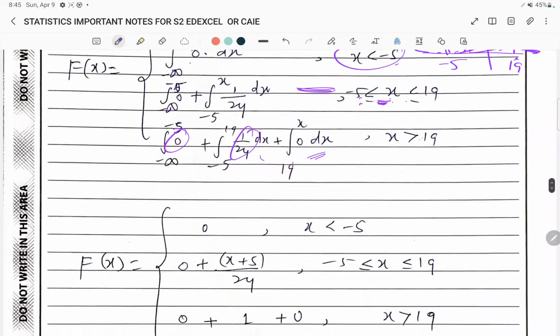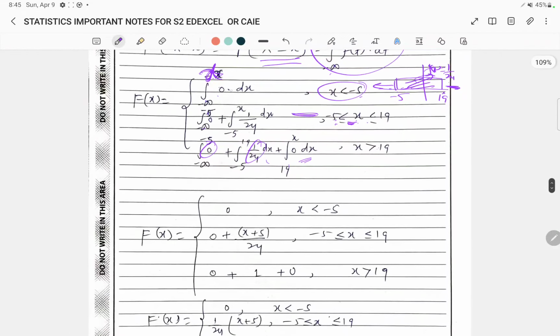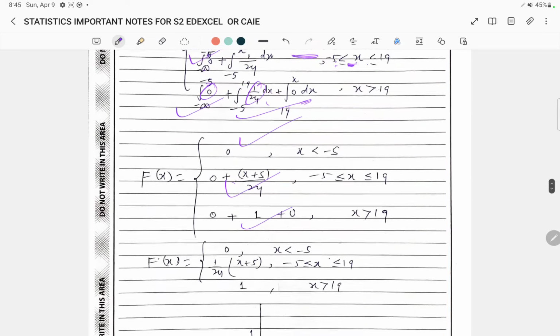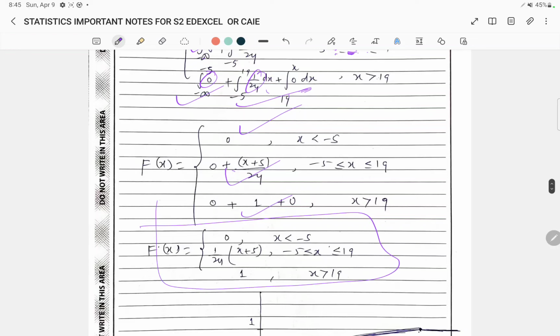Now just calculate that. After that, just calculation. This part will give you 0, this part will give you 0, and this part will give you (x plus 5) over 24, and this part will give you 1. Just calculate. So see, again I got this one.